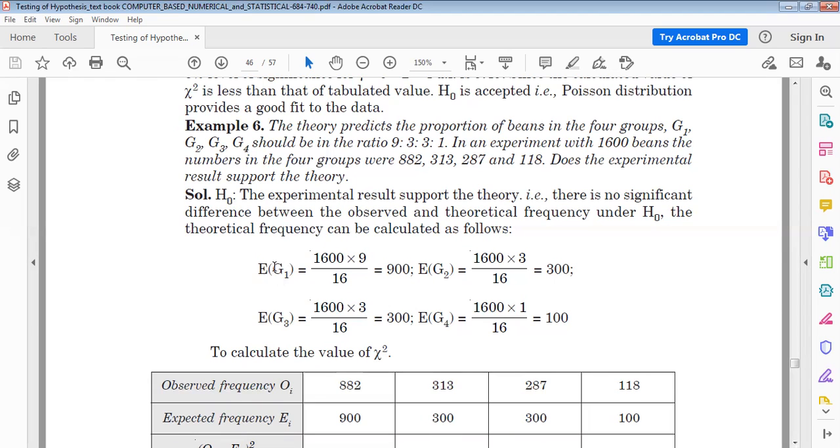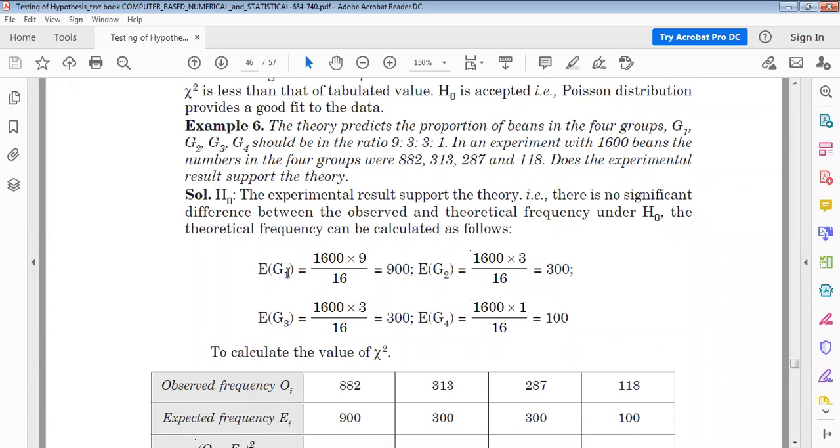Expected value of Z1, the first group, total 1600. The ratio is given. For the first group, the ratio is what? 9. Multiply by the total, divided by what? The sum of the ratio. The sum of the ratio is what? 9 plus 3 plus 3 plus 1, what? 16. Okay. You must know about ratio maths from high school.